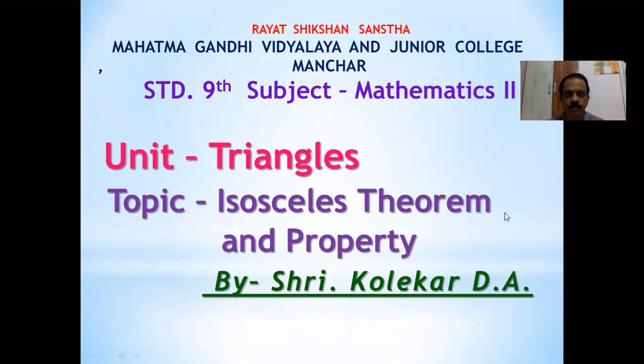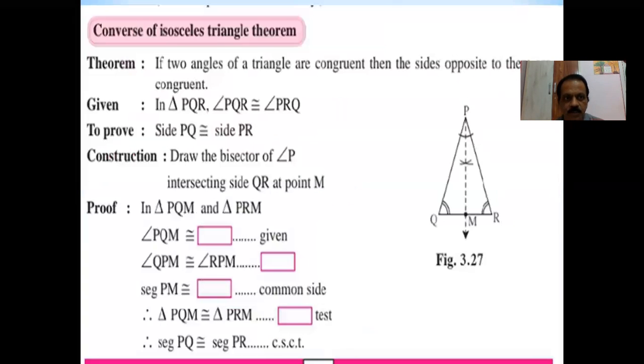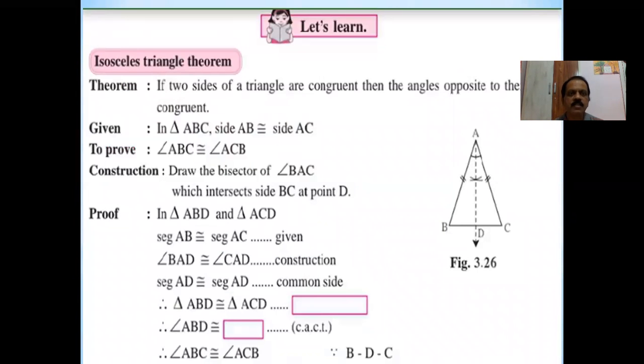Last time we solved the problem set exercise, in which Practice Set 3.2 was completed. Now we see the next part, the isosceles triangle theorem, which we have to study. Look here, this is one of the important theorems, the isosceles triangle theorem.